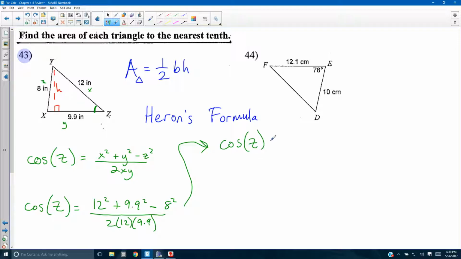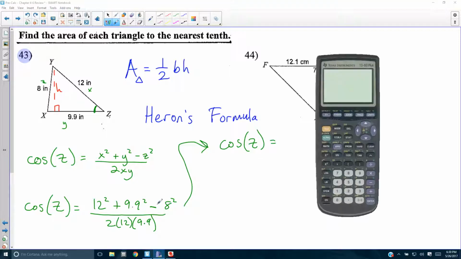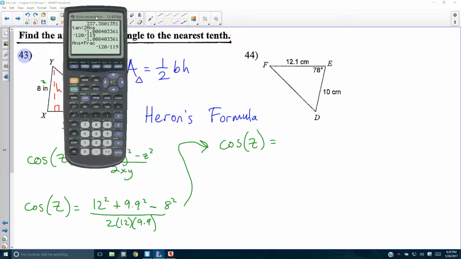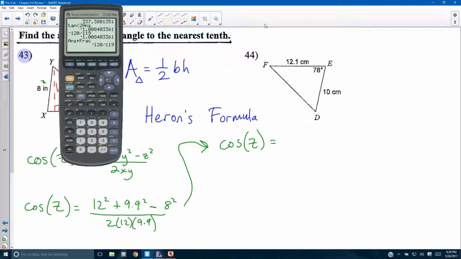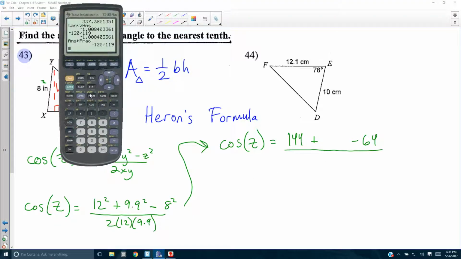Let's use the calculator now. Let's bring that into play. I need it. I don't know what 9.9 squared is, to be honest. Okay, 12 squared is 144. I do know that one. So I got 12 squared, 144. I'll be plussing 9.9 squared. I'll be subtracting 8 squared, which is 64. On bottom here, I got to get those numbers too. So 2 times 12 is 24 times 9.9.